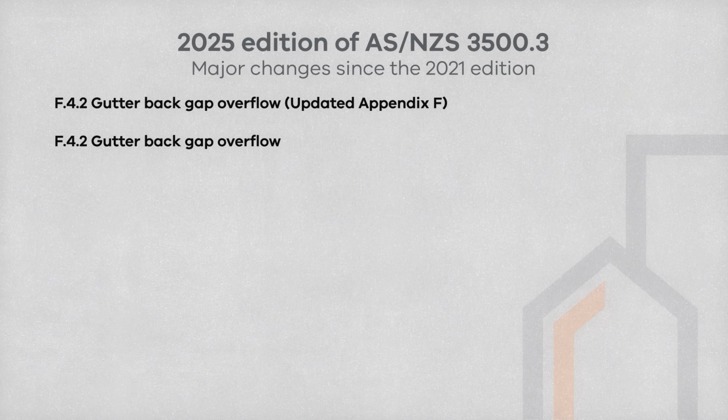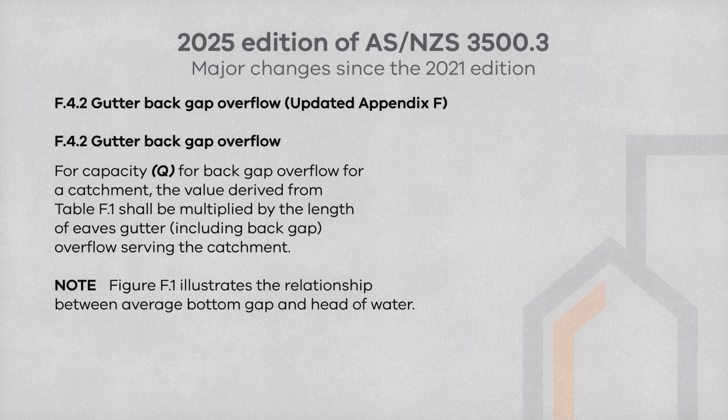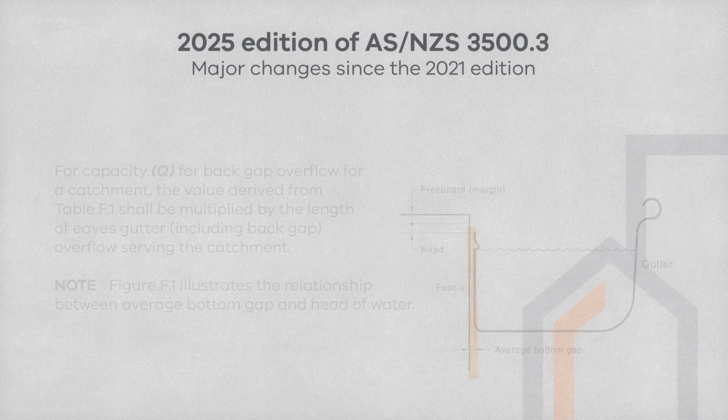Now, let's start with the first overflow measure for EVA's gutter in the new revision of the standard, the gutter back gap overflow. The gutter back gap is the small gap intentionally left and continuously maintained between the gutter and the fascia. It is important to ensure this gap is maintained along the gutter. This may be achieved by using spacers or any other method recommended by the gutter manufacturer. This gap acts as an overflow path when the primary outlet is blocked, allowing water to discharge safely instead of flowing back into the roof space or building structure.